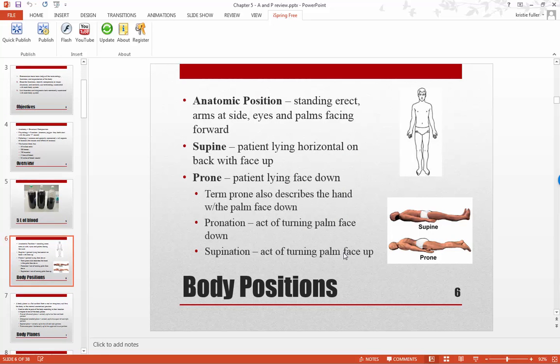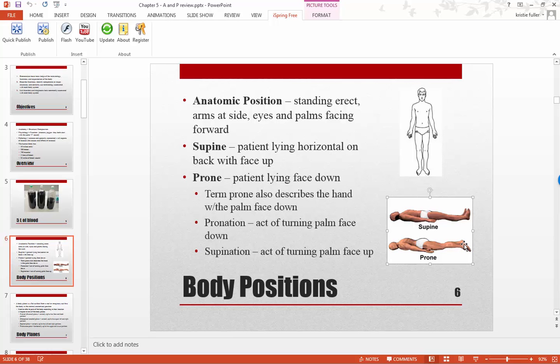All right, some other terms. We have the anatomic position, which is this picture right here: standing upright with the arms at the side and the eyes and the palms facing forward. Whenever you give me descriptions, remember that it's not just the eyes, it's also the hands that are involved in these anatomic terms. So supine would be facing up, eyes up and palms up, whereas prone would be eyes down and palms down.